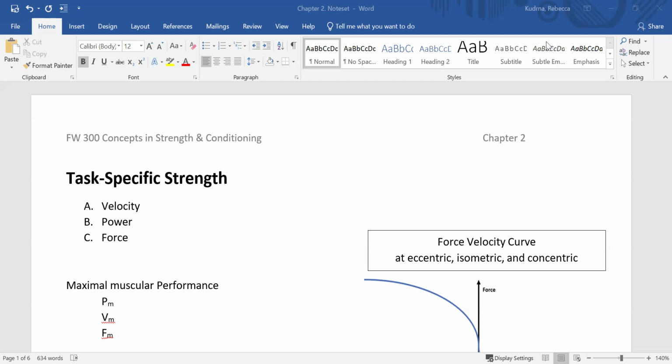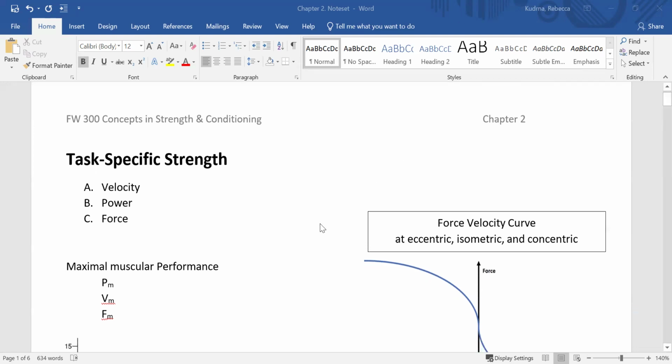So the first concept we come to is the basic difference between velocity, power, and force generation. Now, we've looked at this in previous courses. We looked at this in, for example, strength conditioning and exercise physiology, and even in kinesiology. So I'm just going to go through this as a real quick review.